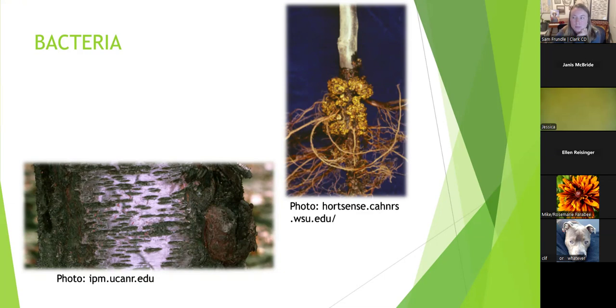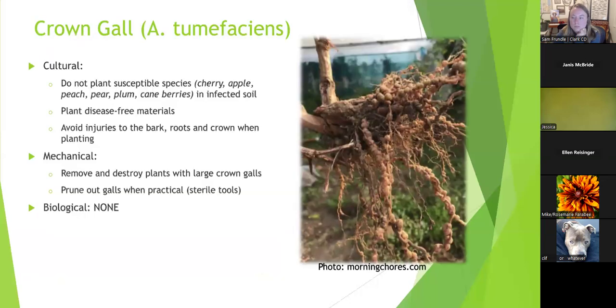Bacteria. Okay. Now I'm getting into things that aren't super common, so I will just tell you what this is. It is a common thing, but a lot of people don't know they even have it. It's known as crown gall. And culturally, it really affects certain species. Certain species are going to be susceptible. That's going to be your cherry, apple, peach, plum, pear, caneberries. And the soil may be infected with this.